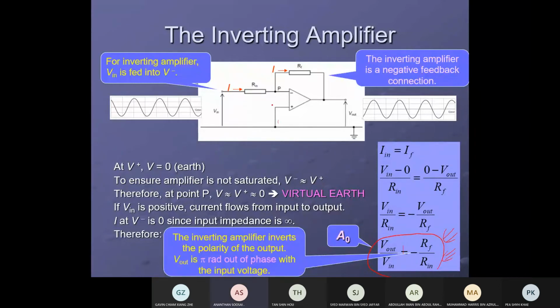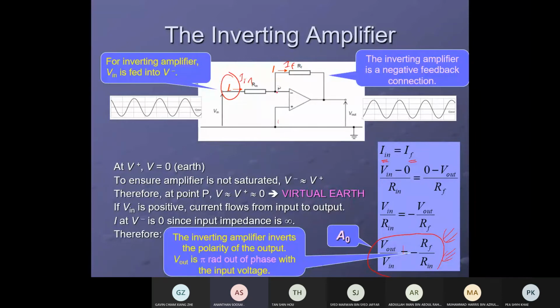The thing is, I in equals IF. What is I in, IF? I in is the input current here. When you come to the junction P, all the current will flow through the resistor up here. This is called IF, feedback current. F stands for feedback. The resistor up here is called the feedback resistor, RF. So I in is always the same as IF.